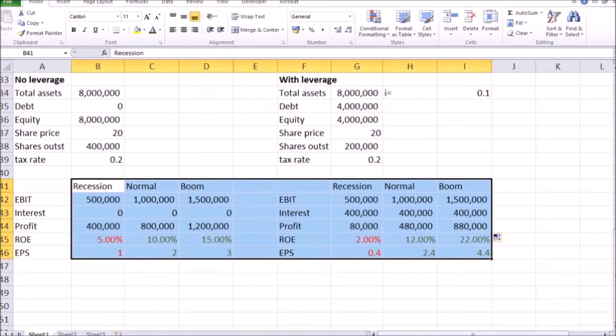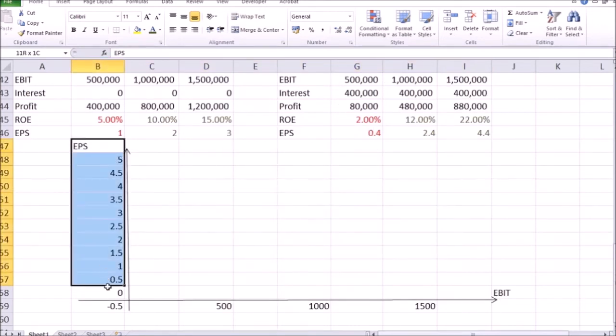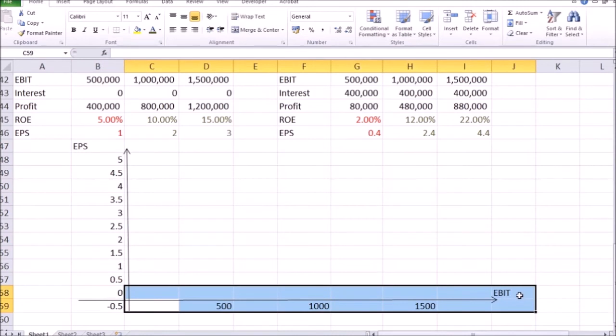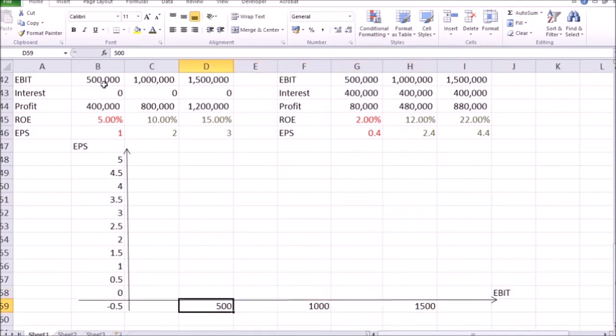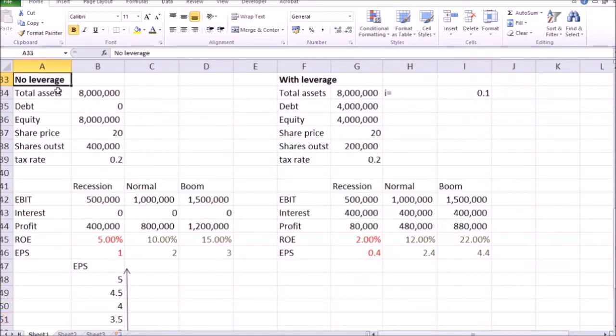Let's do that next. Let's look at this chart where I'm going to place earnings per share on the vertical axis and earnings before interest and tax, EBIT, on the horizontal axis. Let's say it's in thousands. So this represents $500,000. This next number represents 1 million and 1.5 million. Let's color code the corners. Blue is going to be no leverage, and red is the corner with leverage.